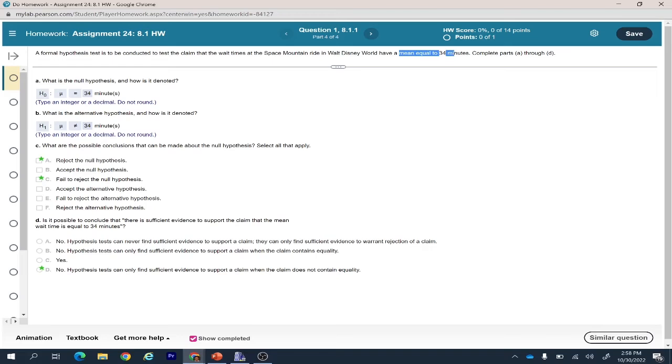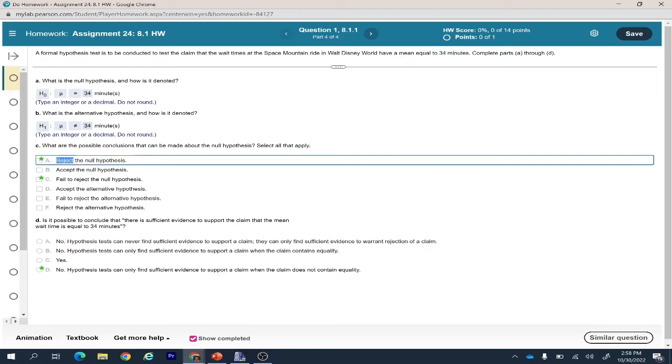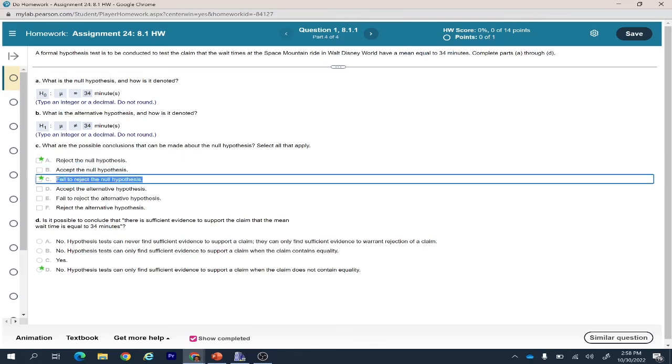There are two possible outcomes we have. One is to reject the null hypothesis, or to fail to reject the null hypothesis. These are the only two things we can conclude. So after doing this hypothesis test, there will be only two possibilities, two answers: either fail to reject the null hypothesis or reject the null hypothesis.